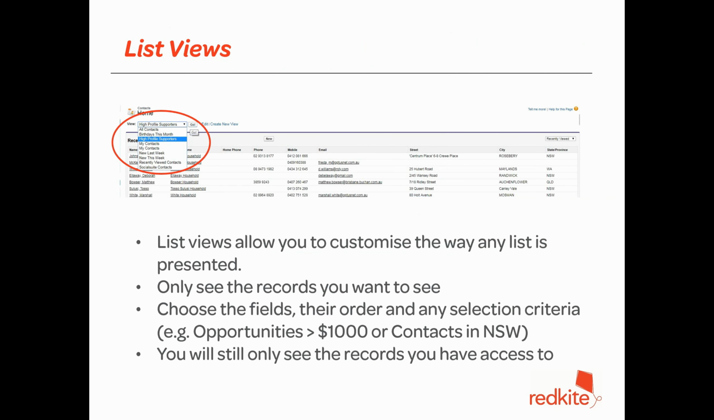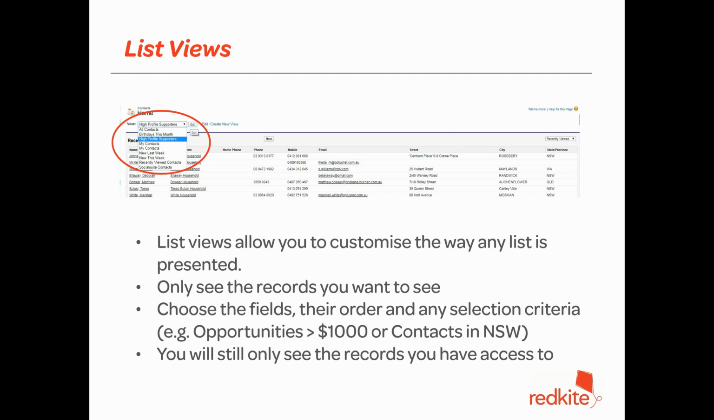So now list views. List views, we're going to spend a little while on this because it is quite powerful. It allows you to run a mini report. So it restricts any particular tab so that you see only the records that you want to see. It is a very powerful way to organize the records in Salesforce. And if you can create a few list views, then it'll really save you some time. You choose the fields, you choose their order, selection criteria, but you will still only see the records that you have access to.